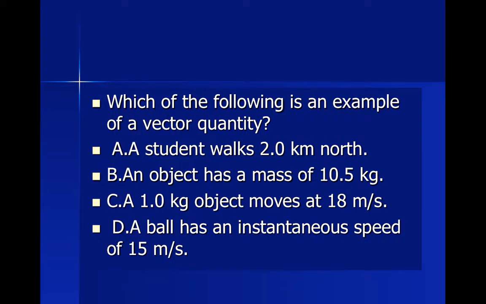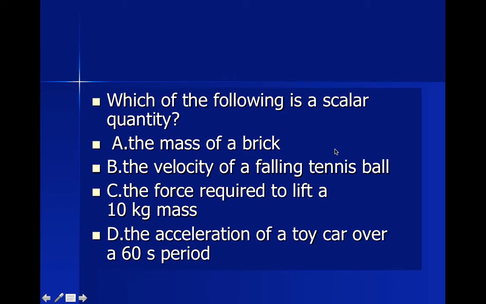Here's an example problem. Which of the following is an example of a vector? Well, if I read each answer, I could see A, student walks 2.0 kilometers north. We have a direction here. Let's look at the other ones. B, an object has a mass of 10.5 kilograms. Mass, no direction. Okay, C, a 1.0 kilogram object moves at 18 meters per second, but no direction. D, a ball has an instantaneous speed of 15 meters per second. Again, no direction. So for vector, I'm looking for the one with the direction, which would be A. So this would be the displacement of a student, 2.0 kilometers north. I know this is a vector because it has a direction north.